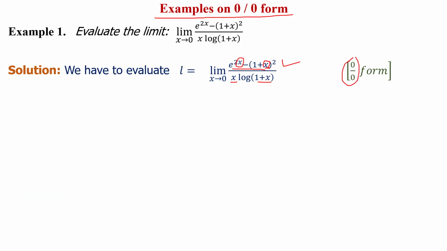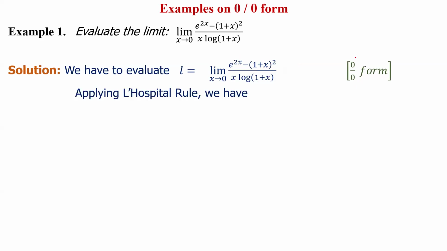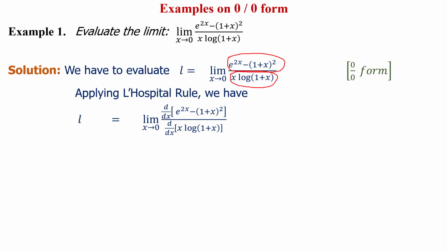And we know that if we have a limit whose form is 0 by 0 and we are not getting the exact value, then we have to apply L'Hospital's rule. What is L'Hospital's rule? We have to differentiate the numerator as well as the denominator with respect to x separately: the derivative of e^(2x) − (1 + x)^2 divided by the derivative of x log(1 + x).